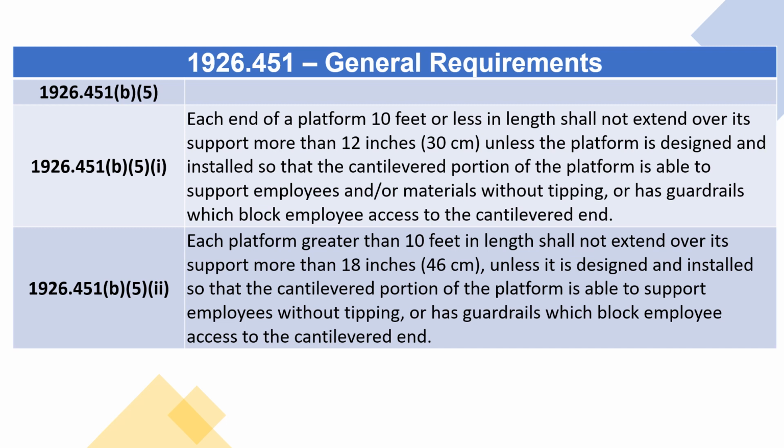1926.451(b)(5)(ii), each platform greater than 10 feet in length shall not extend over its support more than 18 inches (46 centimeters), unless it is designed and installed so that the cantilevered portion of the platform is able to support employees without tipping, or has guardrails which block employee access to the cantilevered end.